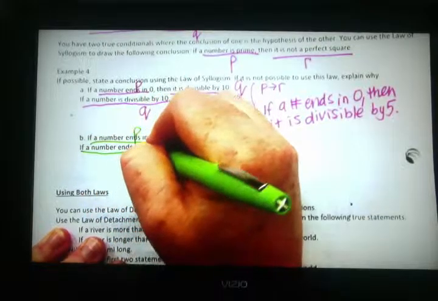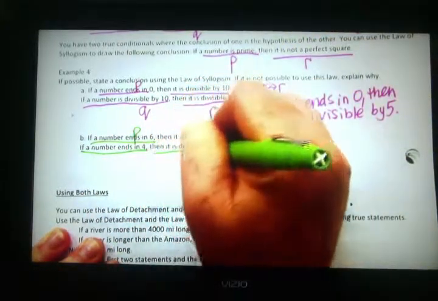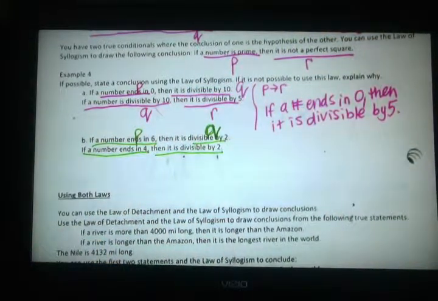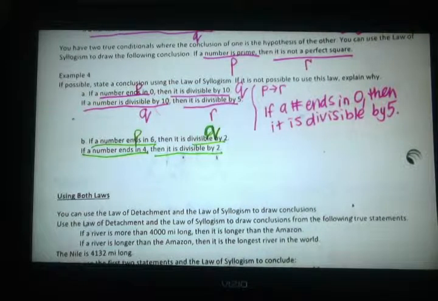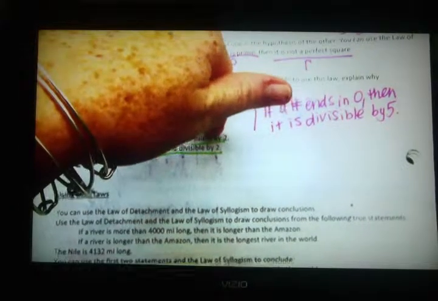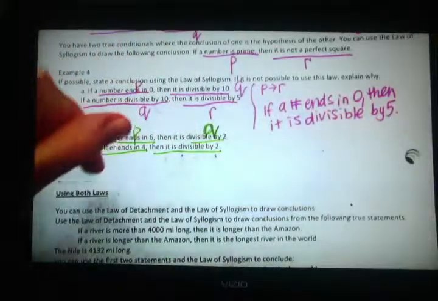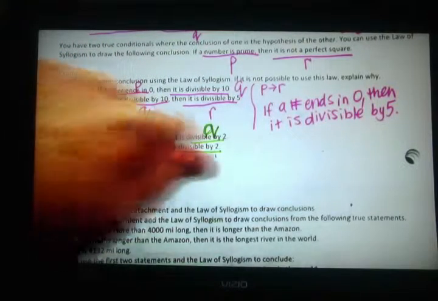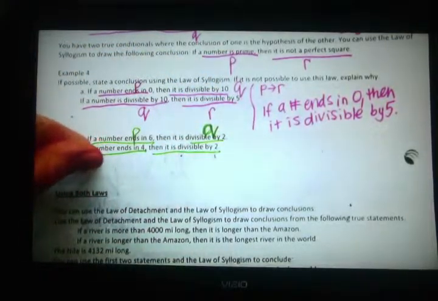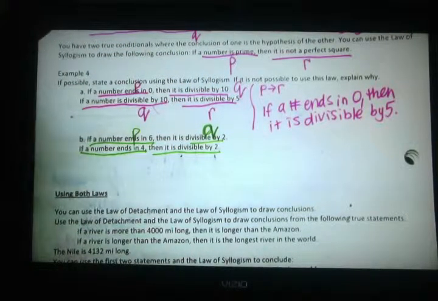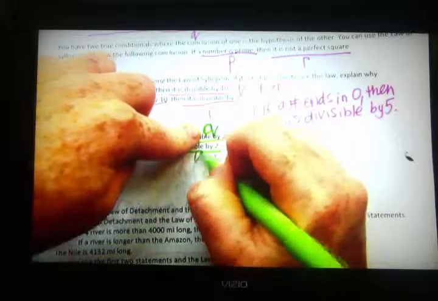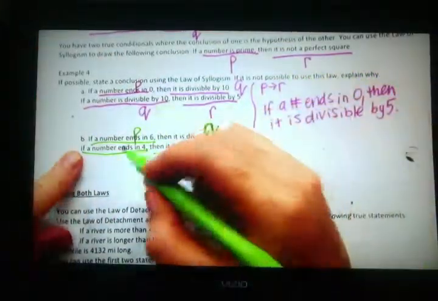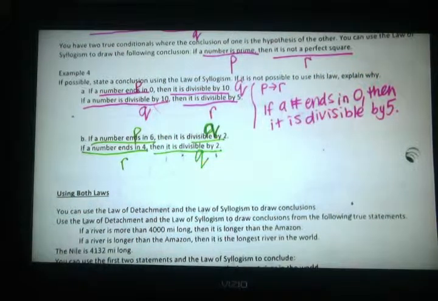Alright, let's look at this one. If a number ends in 4, then it is divisible by Q. Okay? So, in order to use this law, the conclusion of the first sentence has to be the hypothesis of the next sentence. Well, that's not going on here. We have a conclusion and a conclusion. This you could call the R because it's new.